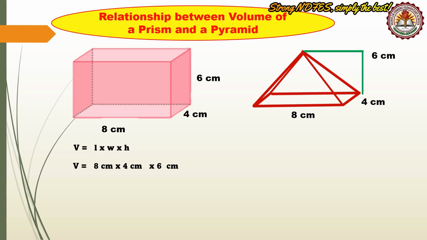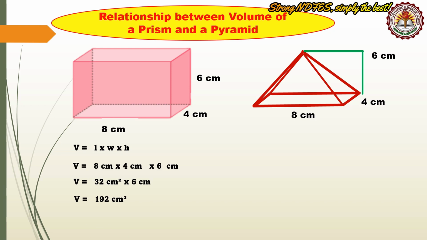Let us get the product of the length and width. 8 centimeters times 4 centimeters is equal to 32 square centimeters. Then multiply the height, which is 6 centimeters. So, the volume of the prism is equal to 192 cubic centimeters.